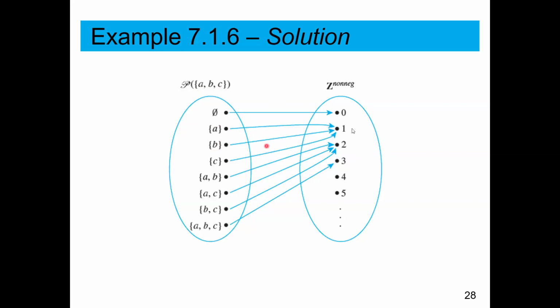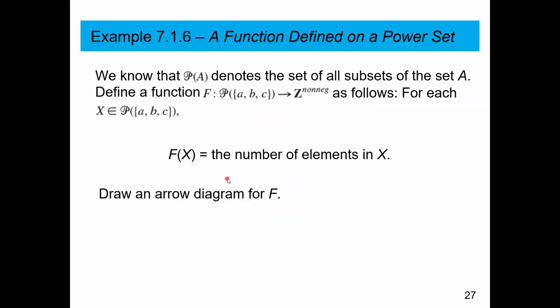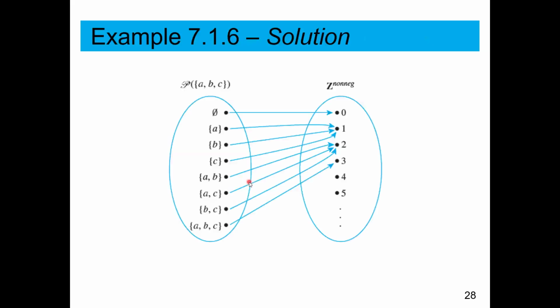But notice they only correspond to these 4 values here: 0, 1, 2, 3, with the empty set going to 0 because that's its cardinality. A, B, and C have a cardinality of 1, so they go to 1. Remember, this thing right here, the number of elements, is cardinality. Often we illustrate this with bars around the X to illustrate the same idea.